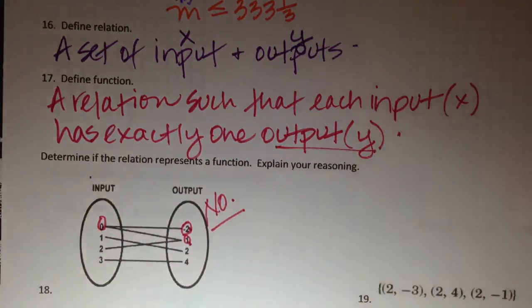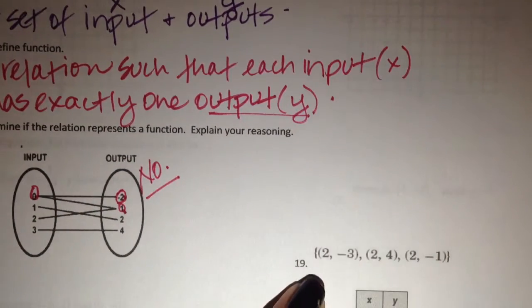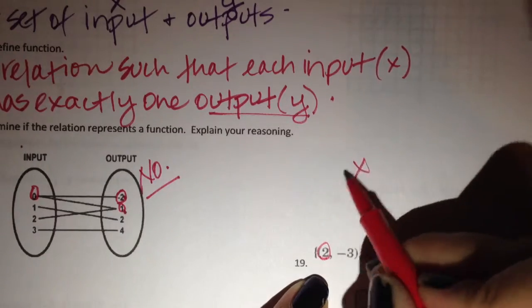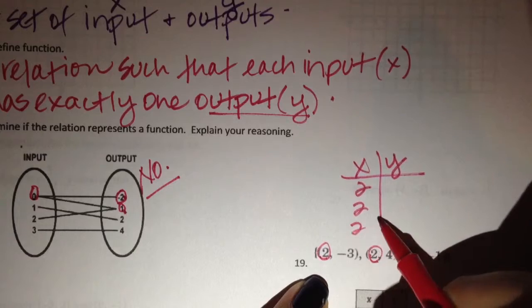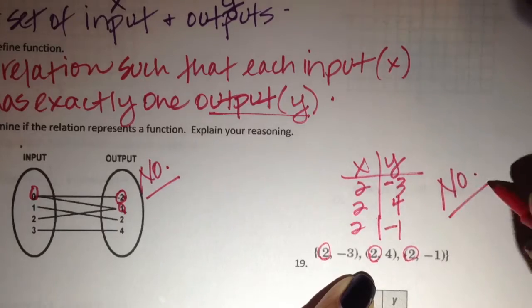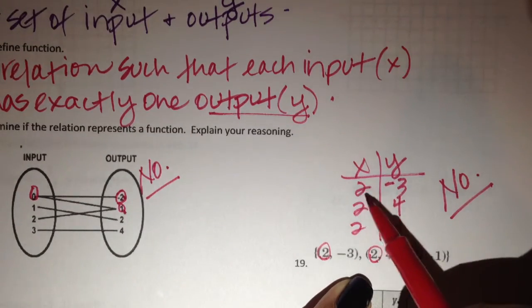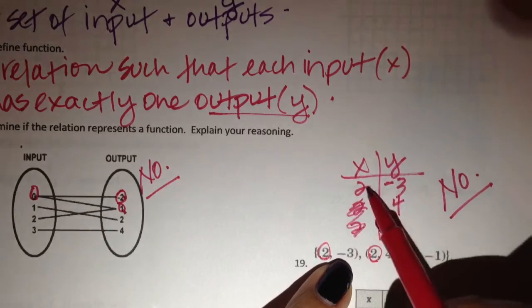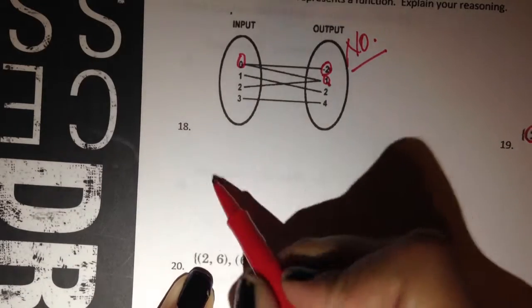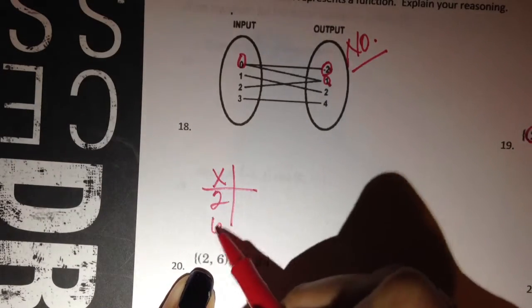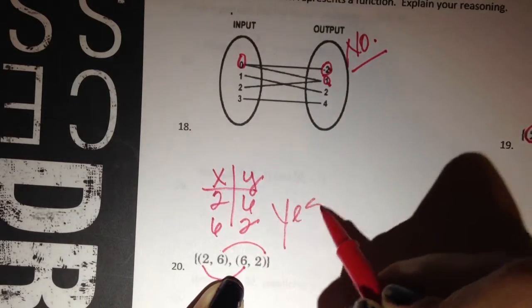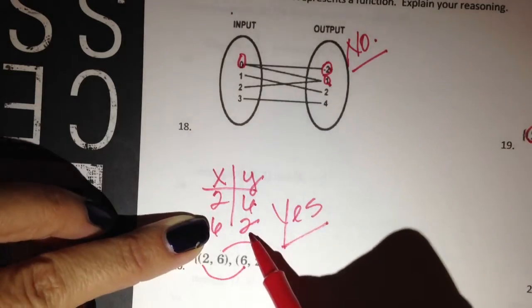Now it says explain. You'd like to write it out in words, but I'm not going to take the time to do that right now. Number 19: I'm looking at all my x values, and they all happen to be 2. If I made a list, I would take my ordered pairs and show that 2 goes with -3, 4, and -1. Not a function. Each input x has more than one output. In number 20, my x's are 2 and 6. My y's are 6 and 2. No problem. This is a function. Each of my inputs has exactly one output.